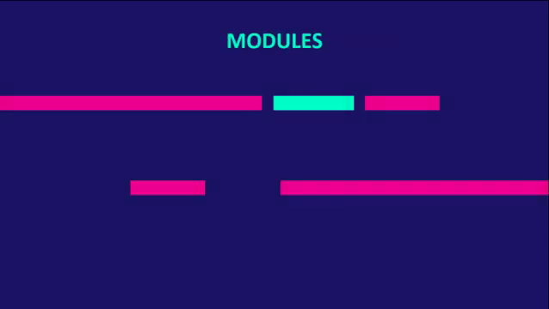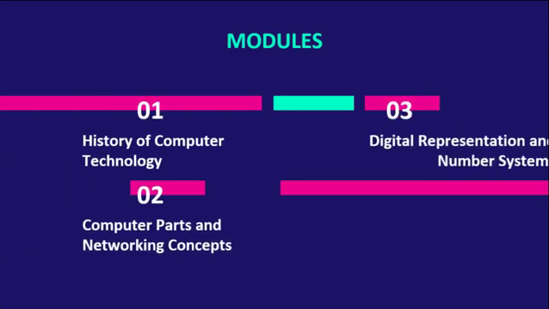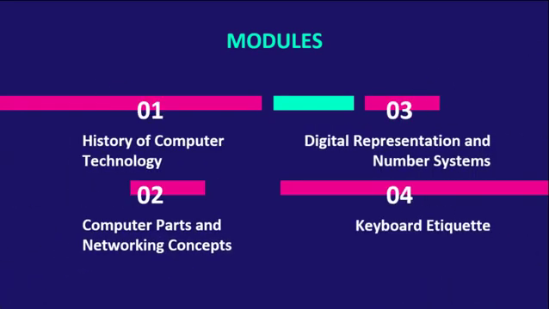So I hope you already downloaded the modules in Moodle. It's all in one file, but all 7 modules are in that one file. So first, we have history of computer technology. The second module is about computer parts and a little bit of networking concepts. The third module is about digital representation and number systems. Fourth module is about keyboard etiquette.